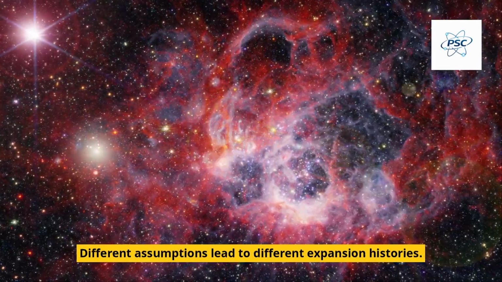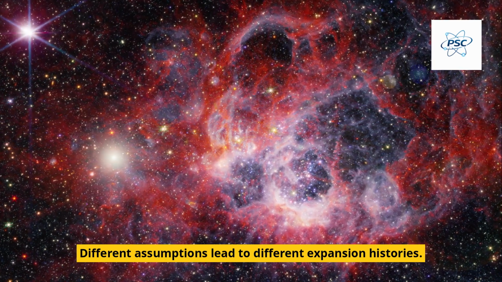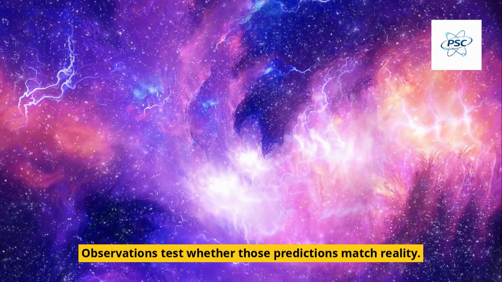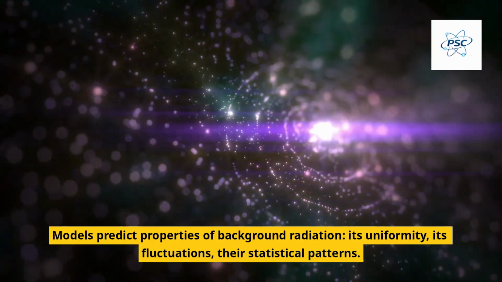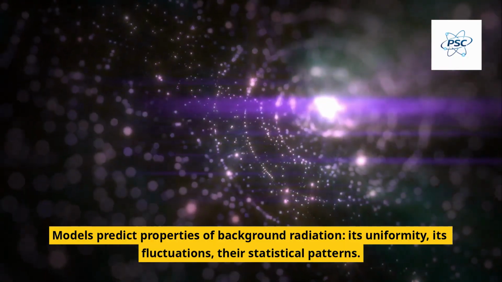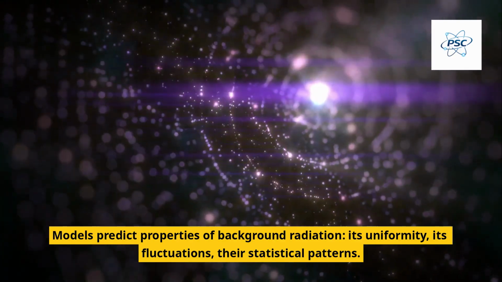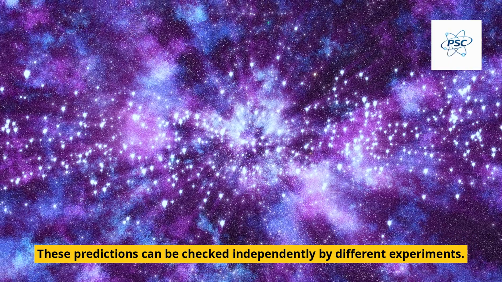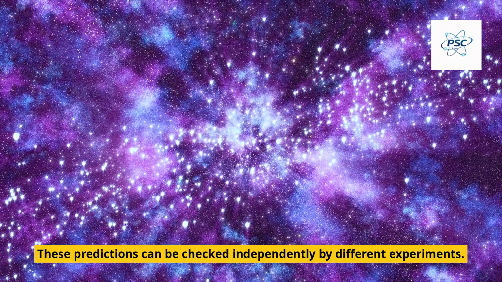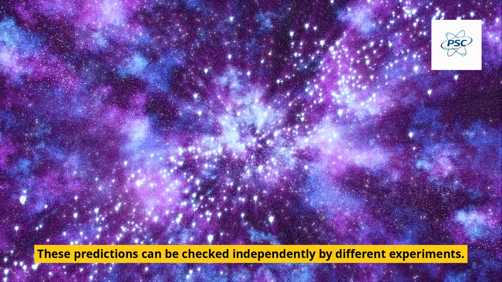Different assumptions lead to different expansion histories. Observations test whether those predictions match reality. Models predict properties of background radiation, its uniformity, its fluctuations, their statistical patterns. These predictions can be checked independently by different experiments.